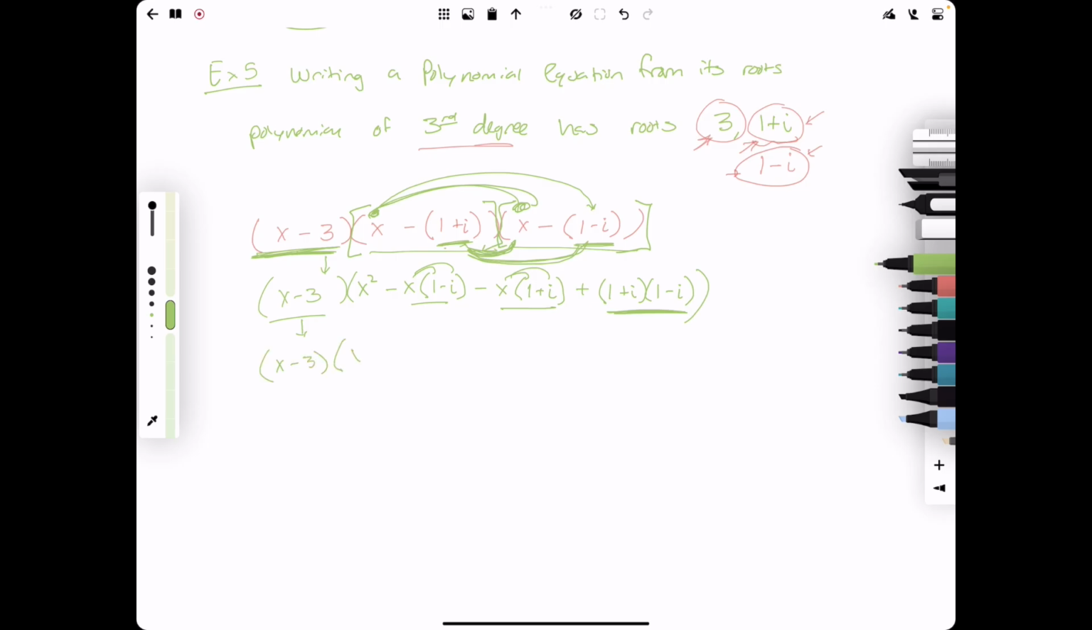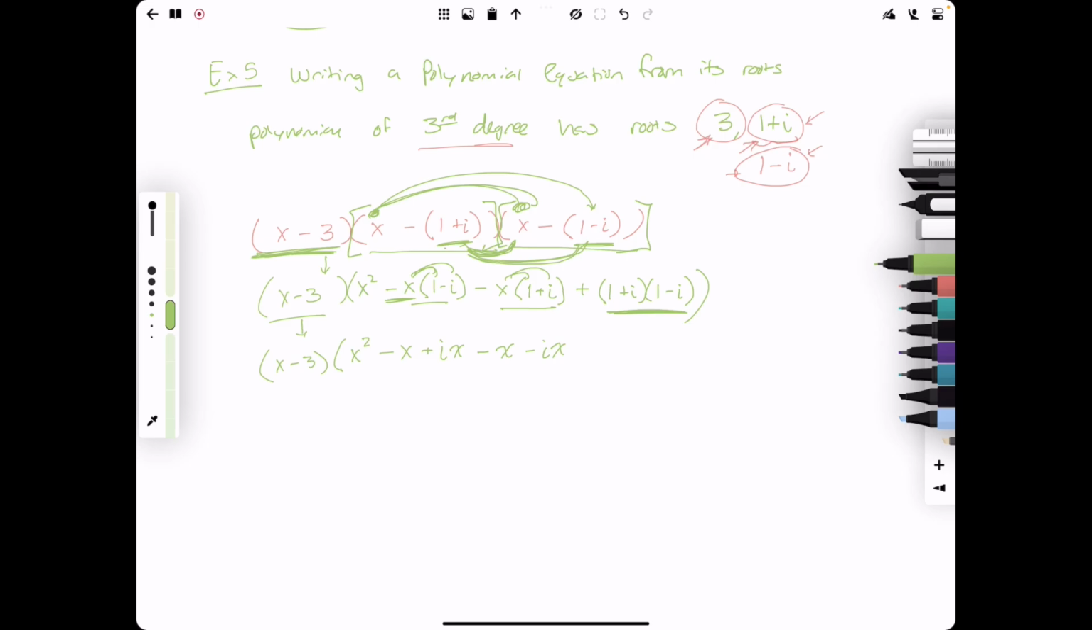The x squared doesn't get simplified, but this negative x gets shared. So negative x times 1 is negative x. Negative x times negative i is positive xi. Ix, I guess, because i is considered a number, not a variable. And then again, negative x times positive i is negative ix.